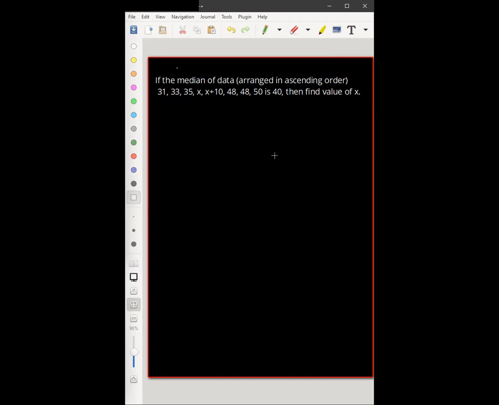Here the median is given to you that the median is 40 of this data set. But the problem is that this data in between is missing. Okay. This data is missing, but we know that 40 is the median. Find x, the value of x. Think.